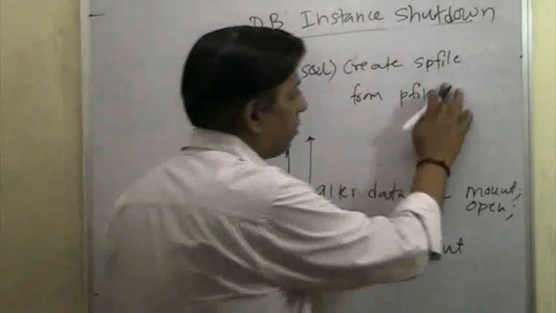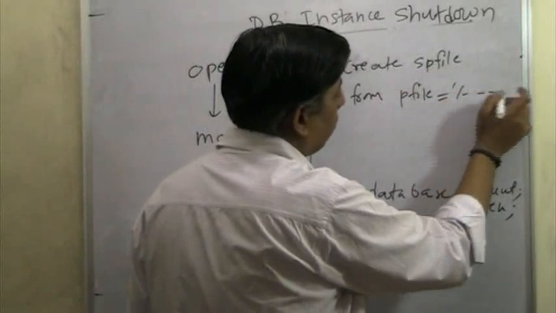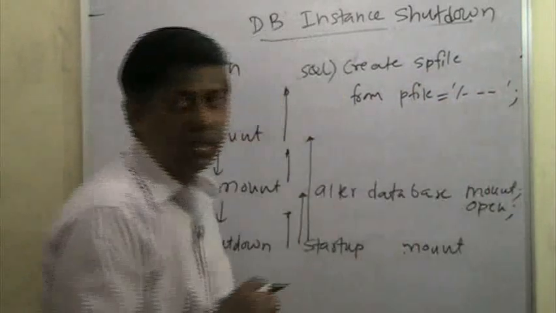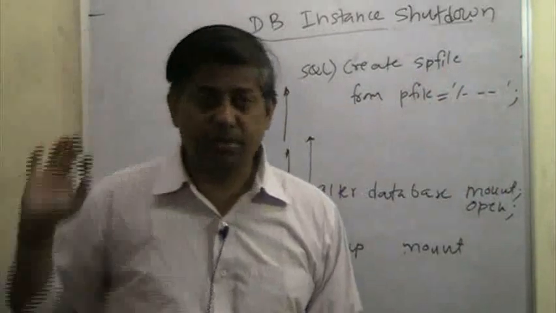Let us say your P file is not in the DBS directory. So create SPFILE from PFILE is equal to, and in single quotes you are going to give the name of the P file. So from wherever the P file is there, it will create an SP file. Where will it create the SP file? In the DBS directory.